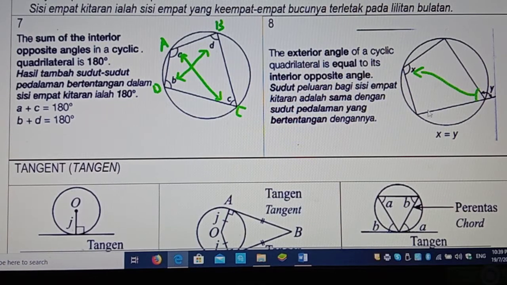Or in other words, you can do the same thing here. You can extend the line here, so it will form another exterior angle. Let's say we mark it as angle P. If this angle is, let's say, S, so this is the exterior angle, this is the interior angle opposite, so P equals S. Same thing. So you must understand the properties.